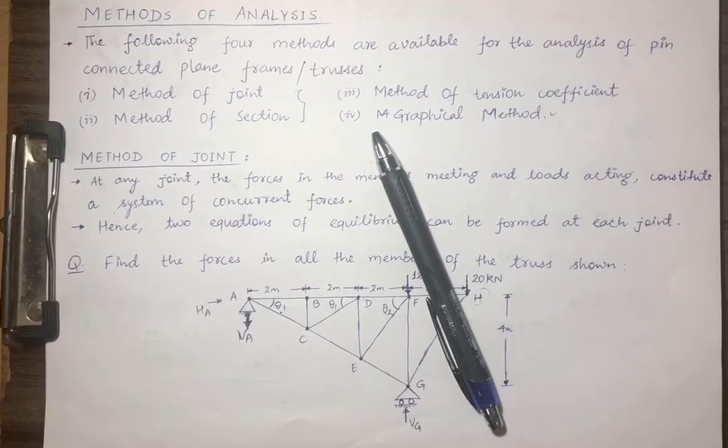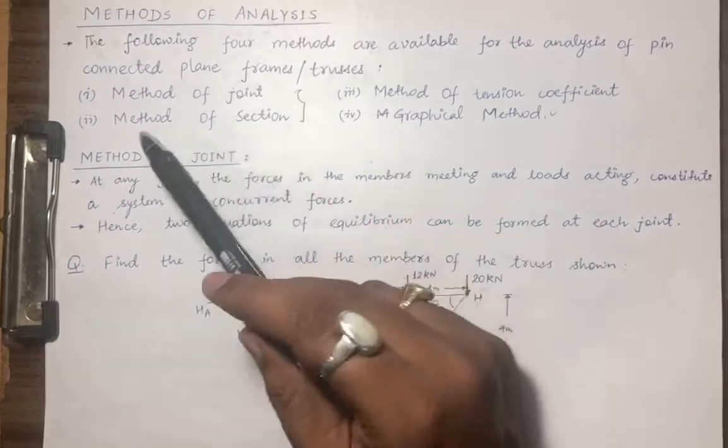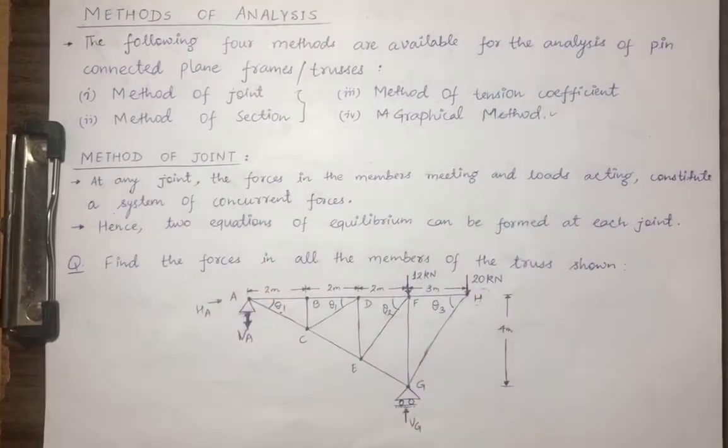This has become obsolete because now we are having the powerful computers. With the help of them we can easily solve these problems, because graphical method is very complicated one. So now manually it has become very difficult to solve it. So we are now relying on the powerful computers. So first method which we are going to see, in our syllabus only two methods are mentioned: method of joint and method of section. First method is method of joint.